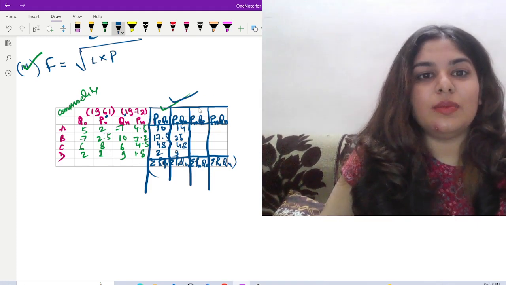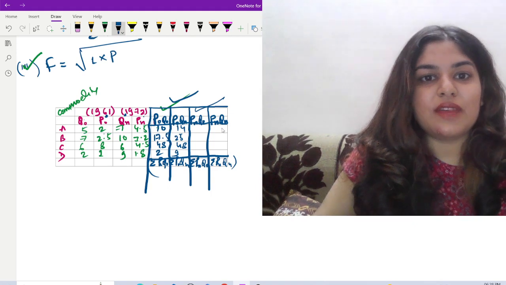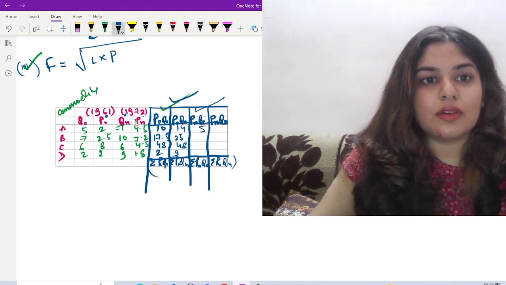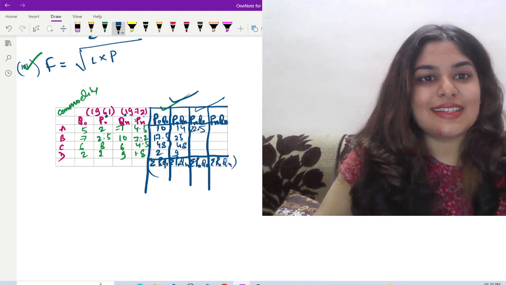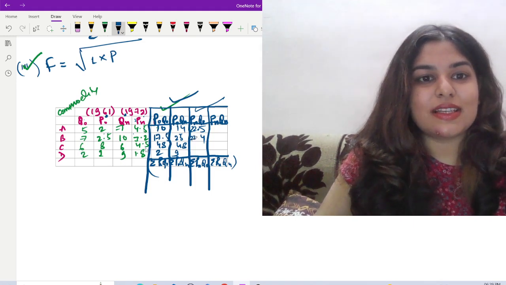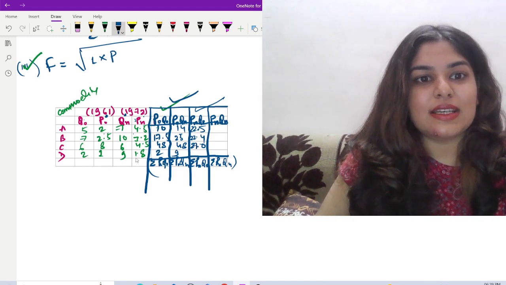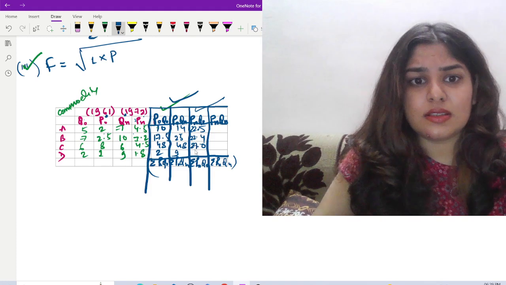Next is our PnQ0. So Pn and Q0, last two columns, that is 5 into 4.5, right? So 5 fives are 25, 5 fours are 20 and 2, so 22.5. Next it is 7 twos are 14, 7 threes are 21 and 1, so 22.4. Next is 6 fives are 30, 6 fours are 24 and 3, 27, so it is 27. And lastly it is 2 into 1.8, that is 3.6.